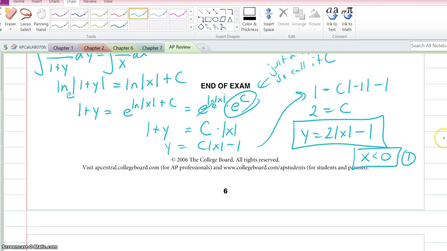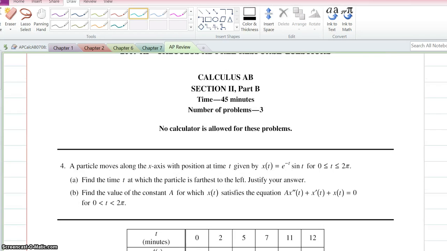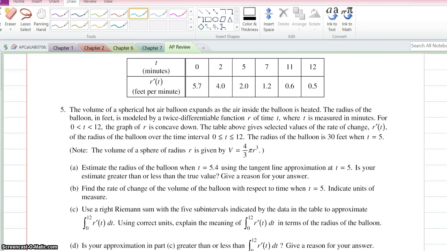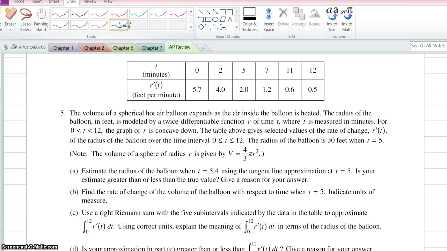Okay, all this work here is worth 6 points for finding your differential equation correctly, and then 1 point for the domain. So even if you got the domain wrong, you got 8 out of the 9 points for this whole problem. All right, now moving on to the 2007, we're going to look at number 5, which is a related rate problem. This is not a differential equation problem.